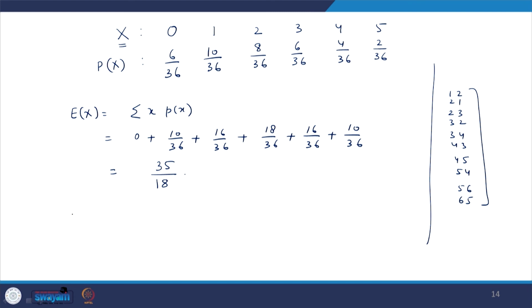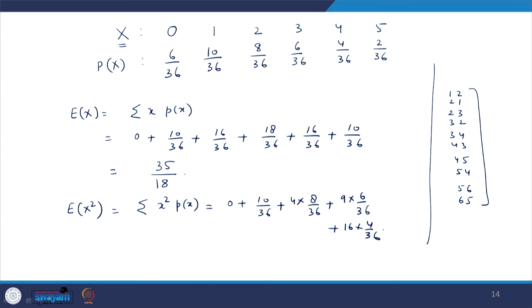Okay. Now, what is the expectation of X square? Expectation of X square is summation x square p(x). So, that will be 0 plus 10 by 36 plus 4 into 8 by 36, you have to make a square of the value and then multiply with the respective probability. Similarly 9 into 6 upon 36 plus 16 into 4 upon 36 plus 25 into 2 upon 36, and that simply will be given by 35 upon 6, that you can verify.